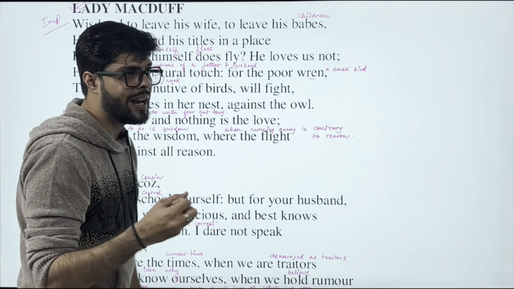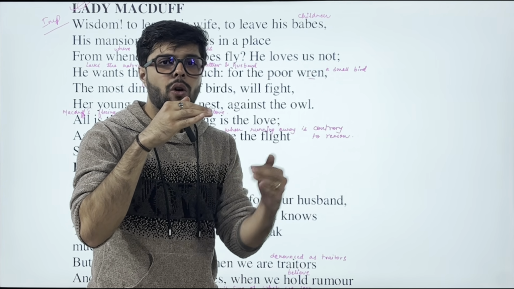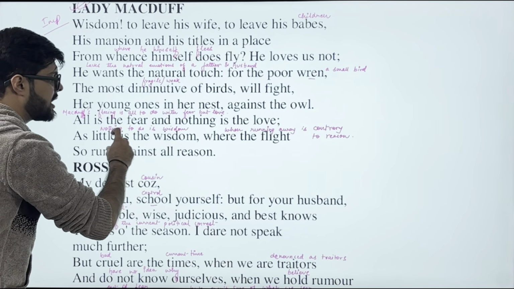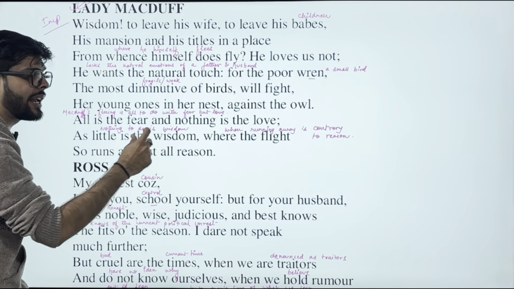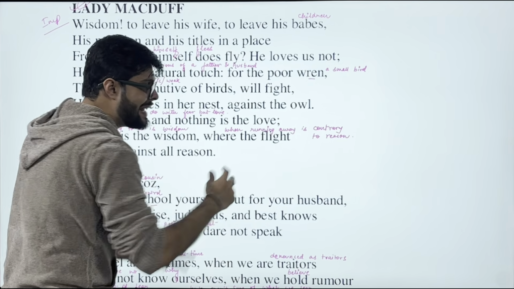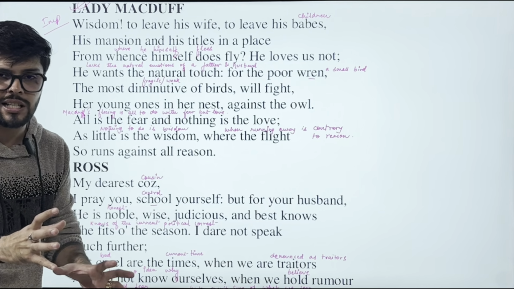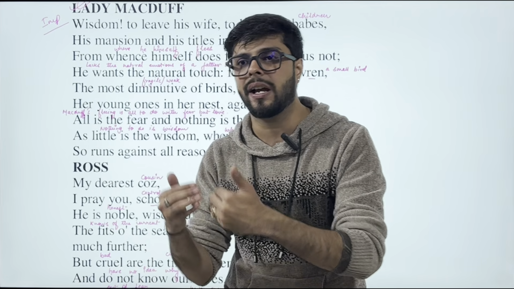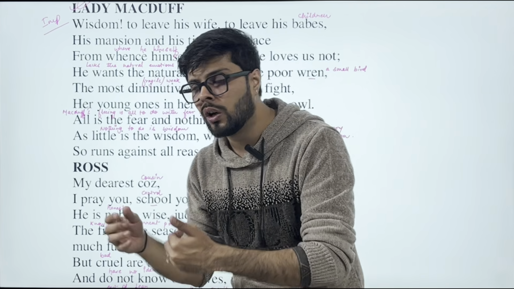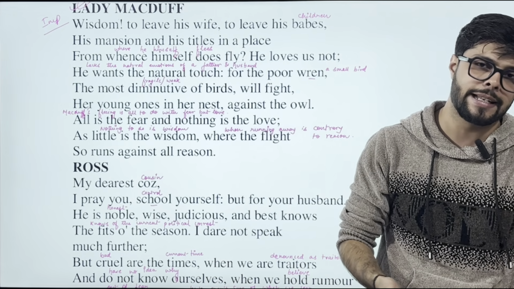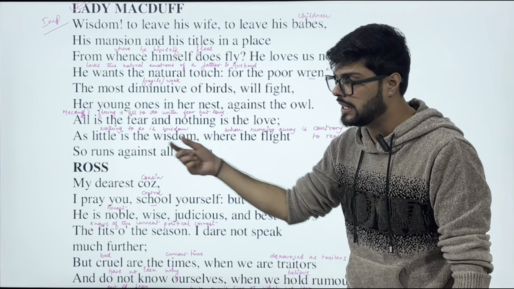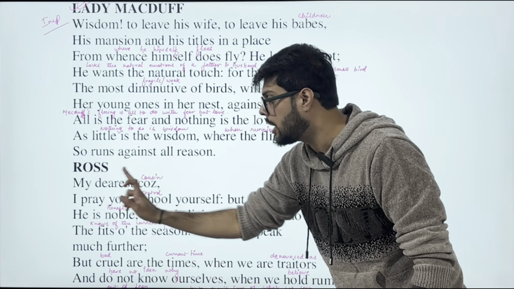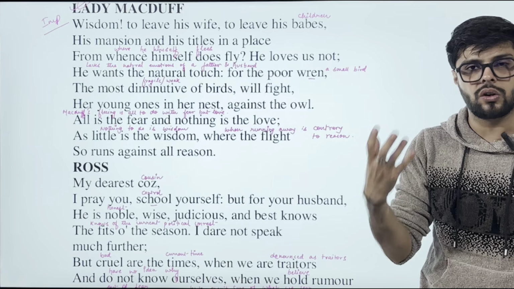So basically, when running away is an easier option than sitting and justifying and taking actions, all that is just a little of a wisdom. So that is not a wise thing to do. So when the flight, when running away is in contrast to the reason, to all the reasons, you cannot justify running away from a particular situation by giving out reasons. If you have to do so, then there is just a little wisdom in doing that. That is what she says, a very powerful line. Little is the wisdom when the flight means running away. So runs against means is in sharp contrast to all the reasons, to all the cause that you give.